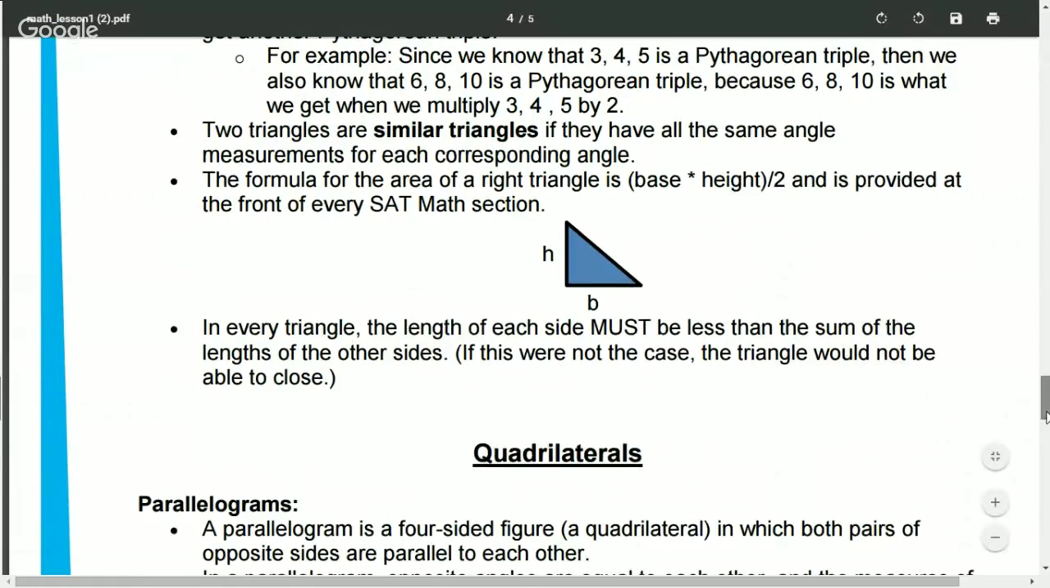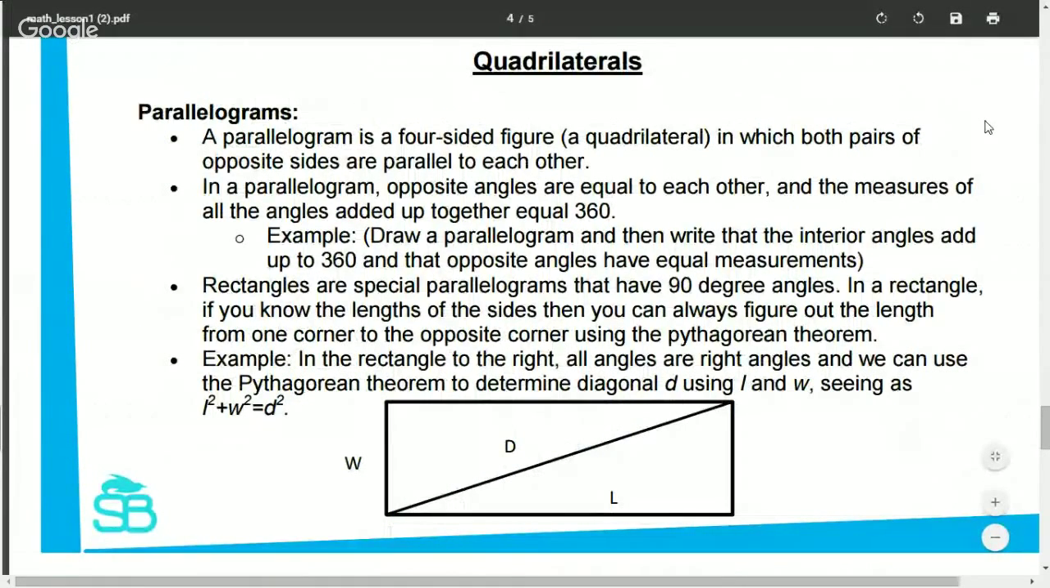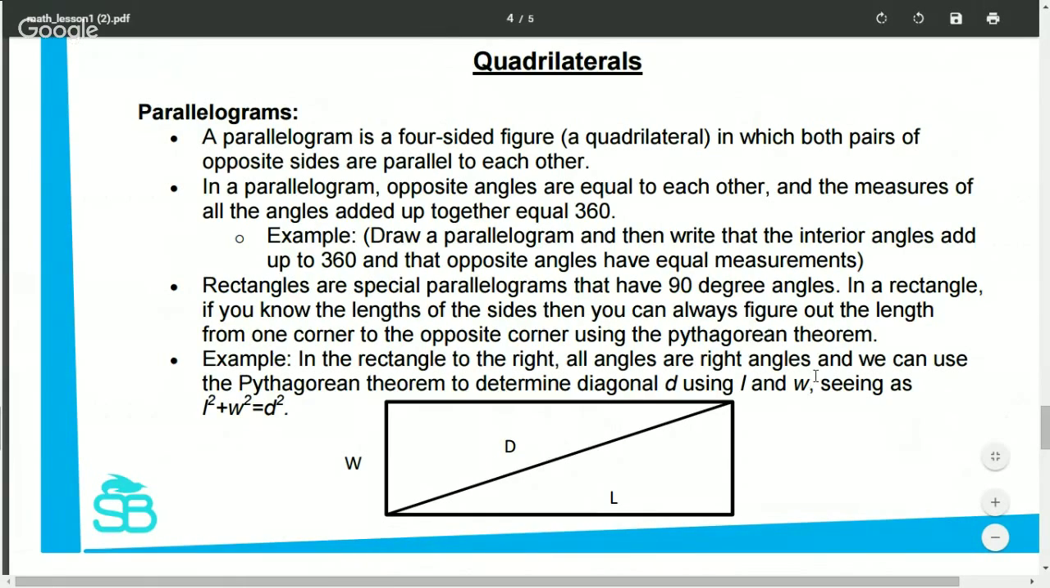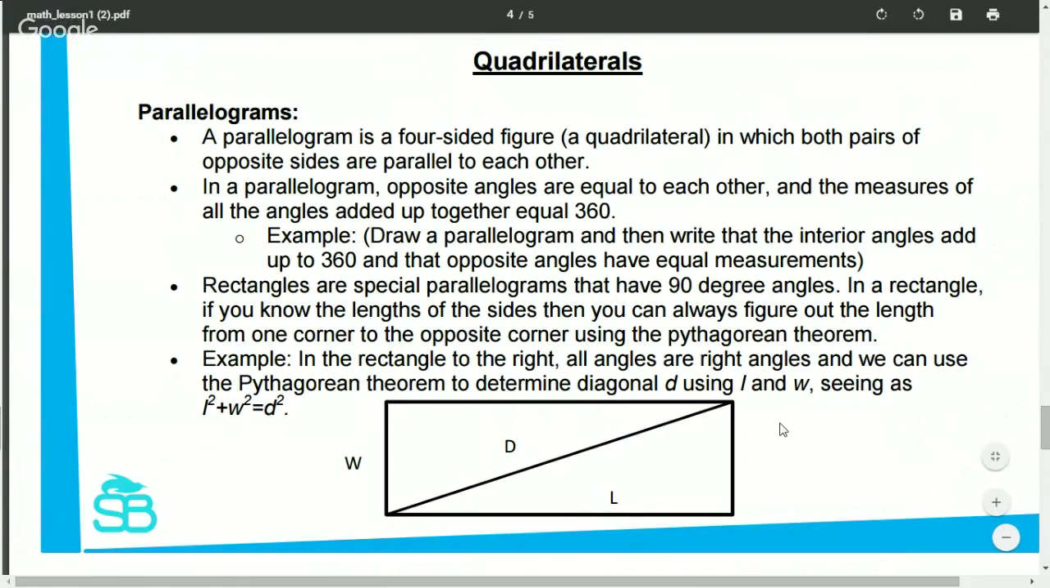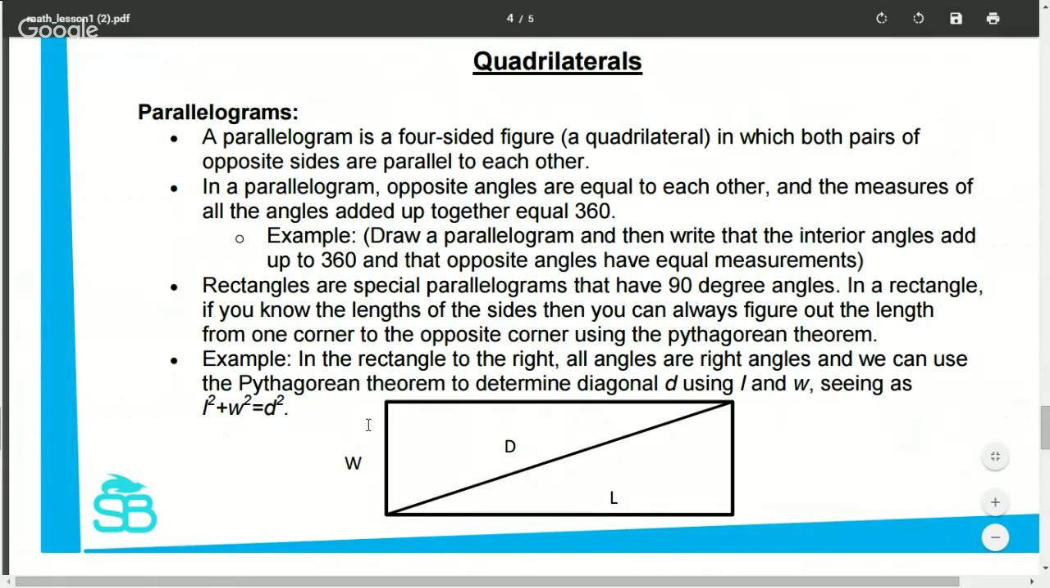Okay, now move on to quadrilaterals. In quadrilaterals, a parallelogram is a four-sided figure in which both pairs of opposite sides are parallel to each other. So it's like a rectangle and a square, in which opposite sides are parallel, like in the diagram below. In a parallelogram, opposite angles are equal to each other, and the measures of all the angles add up to 360 degrees, which makes sense because in a quadrilateral, for example a rectangle, if you cut it in half, each section creates a triangle.